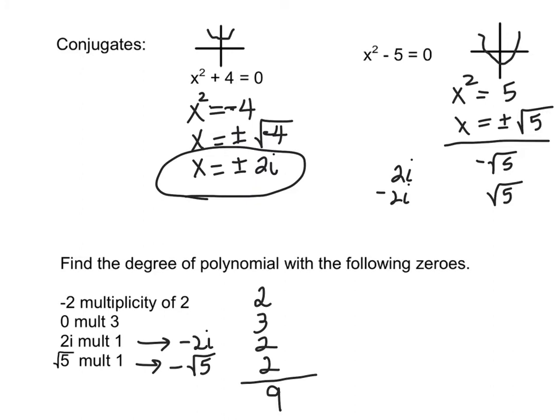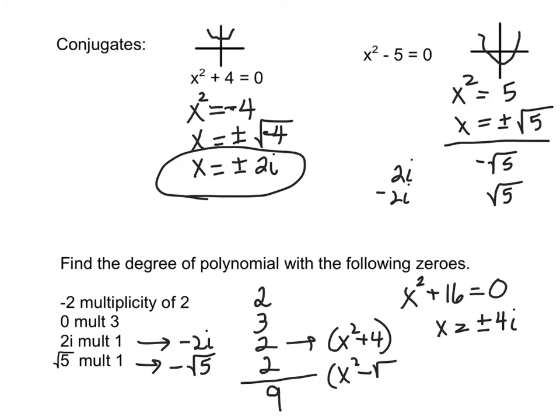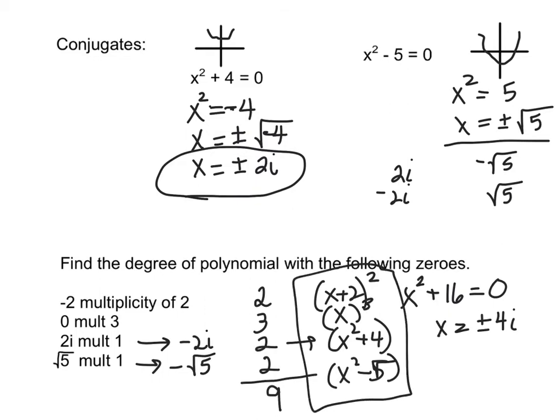Now, another one that's really common that they'll do is they'll say x squared plus 16 equals 0. And so x is going to be plus or minus 4i. So if I saw a factor here for 2i, the factor, if I'm writing it out, is going to be x squared plus 4. And that will get both factors. So here, this is going to be x squared minus 5. So that's the factor. So here, this is going to be x plus 2, multiplicity of 2. This is 0, so x, multiplicity 3, and then these. These are my factors for that degree polynomial.